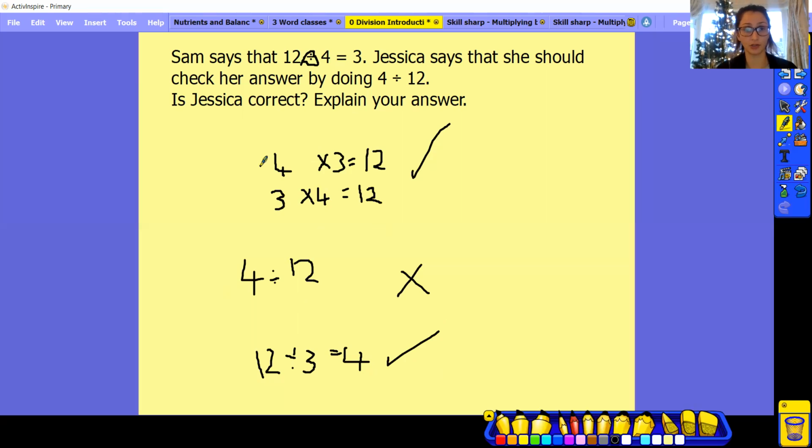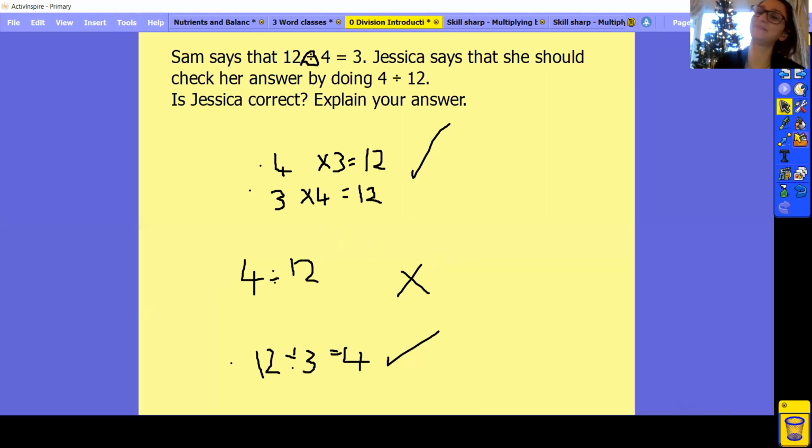Okay, so she could have done multiple ways. She could have done 3 different ways. But the way that Jessica suggested was incorrect for several reasons. Remember, she could either have done her multiplication or she could have done her division with the biggest number first. So, sorry, Jessica, but you're wrong.